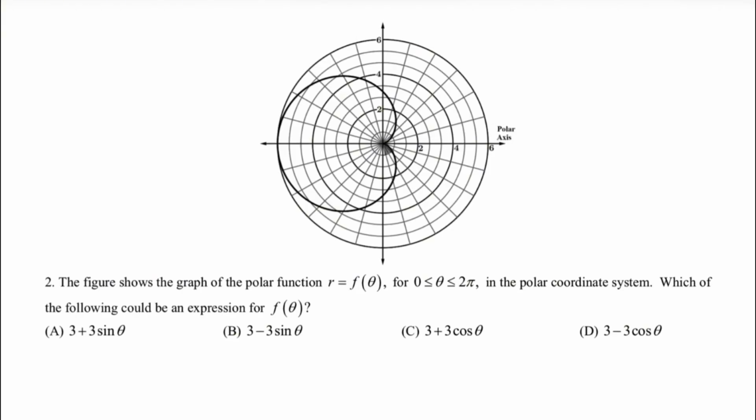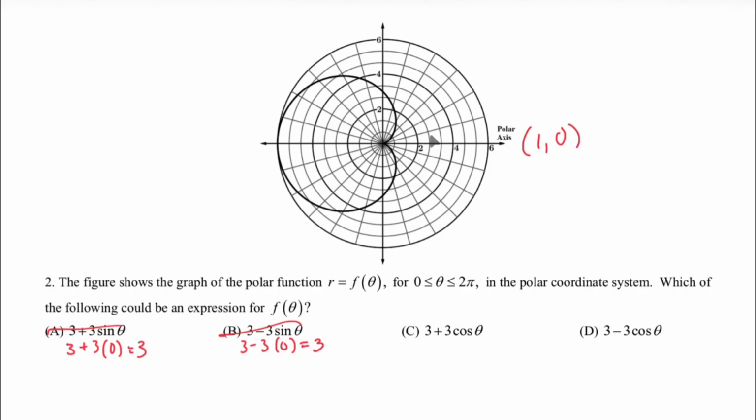0 looks like it goes to 0 here. The first value I see from 0 is 0. So plugging in 0 from each of them should give me 0. Let's start with A. 3 plus 3 sine of 0. The coordinates for 0 again is 1, 0. So sine of 0 is 0. So it gives me 3, which is not correct. So I can cross off A. And B is 3 minus 3 sine of 0. That also gives me 3. So it's not B either.